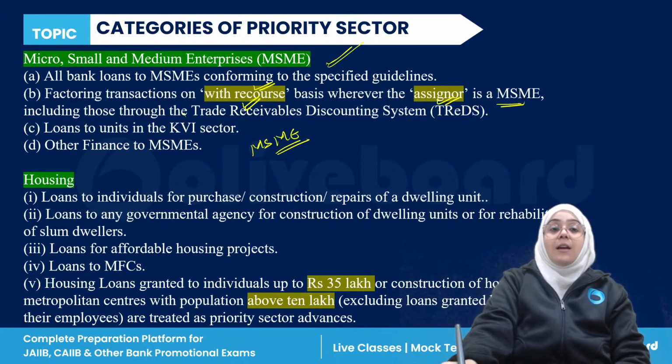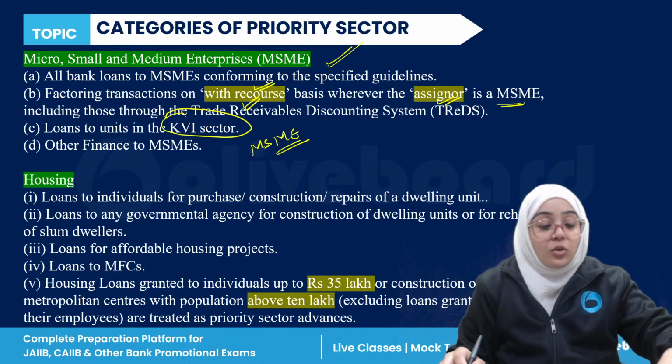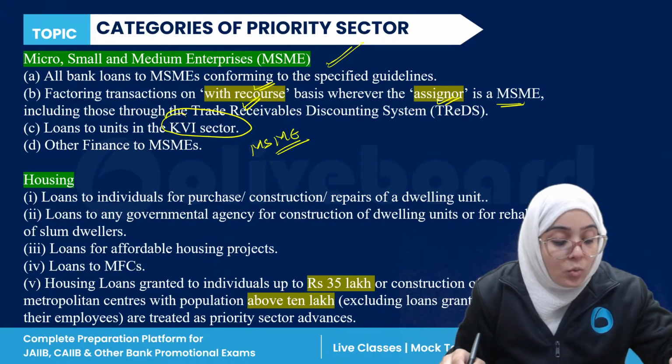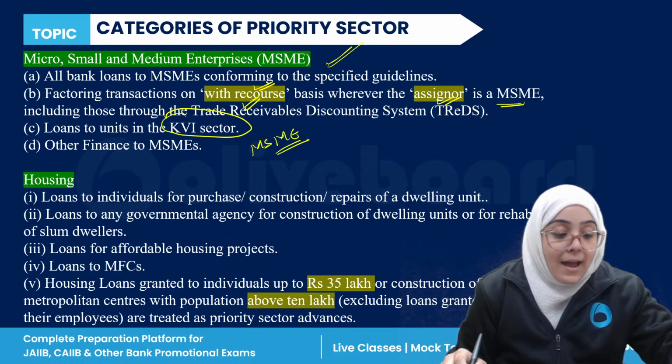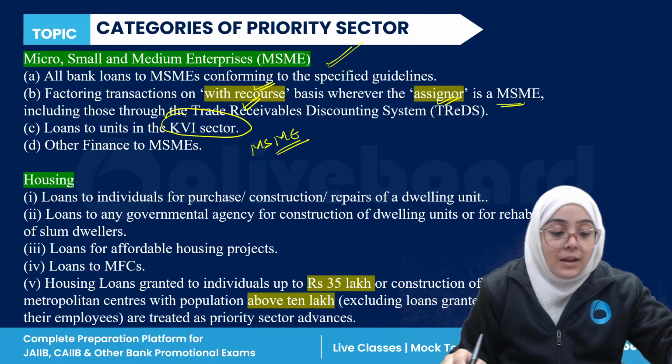Now, loans to the Khadi and village industry sector are also included in micro, small and medium enterprises, right? This is also included in what? Micro, small and medium enterprises. Clear? Done, everyone?